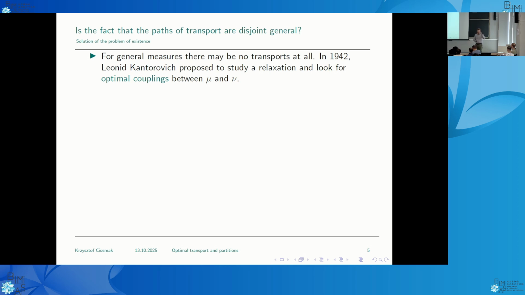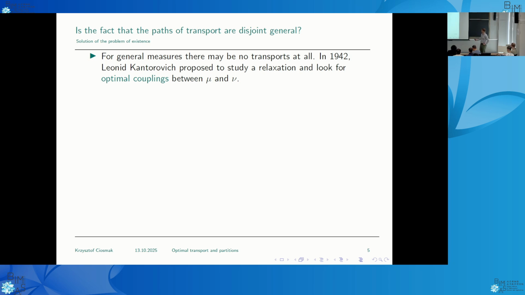Why? If you consider mu to be a Dirac delta measure concentrated on a point, and nu to be a sum of two Dirac delta measures, then clearly there is no map that pushes forward this delta measure to the sum of two delta measures.